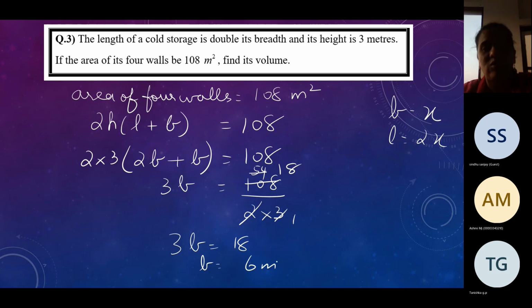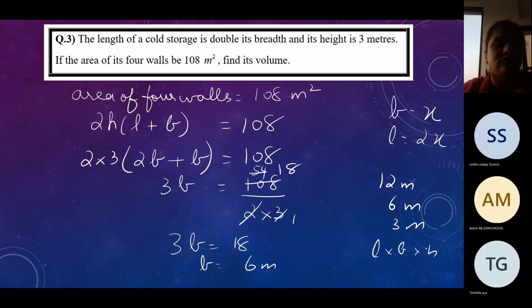So B is 6. Then what is the length? 2 into 6 is the length. So the length is 12 meters. The breadth is 6 meters and the height is 3 meters. Now, how do you find the volume? L into B into H.